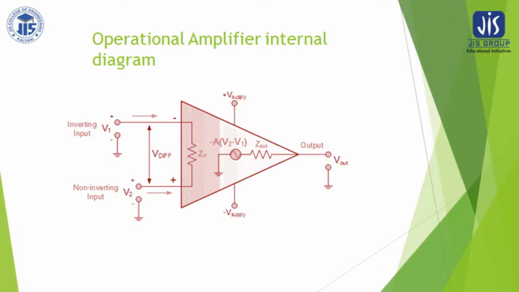So therefore our output is within plus V saturation and minus V saturation, where plus V saturation means it is the highest, VCC minus 1.5 volt. That means we can write the V saturation.